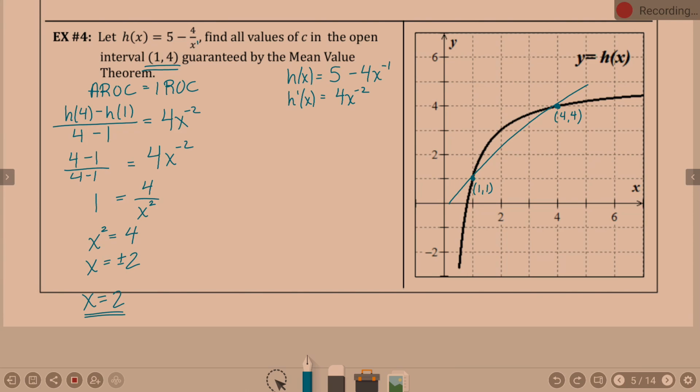So, find all values of c in the open interval 1 to 4 guaranteed by the mean value theorem? 2. You guys had already guessed 2, hadn't you? And that works, doesn't it? It looks about right. So, therefore, c equals 2 satisfies the mean value theorem on 1 to 4.